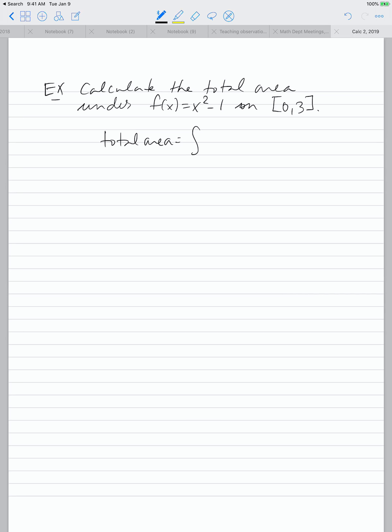So the idea is we want to calculate the total area under the graph of x squared minus 1 on the interval from 0 to 3. Okay? So we know total area is the definite integral of the absolute value of the function. Right? So we need to see how this works.